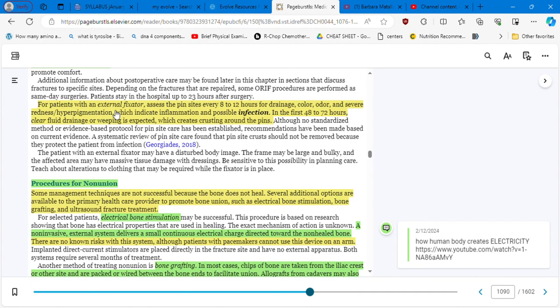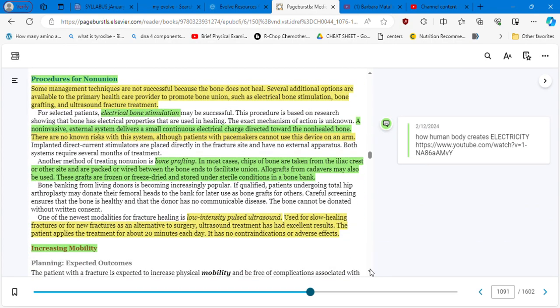For patients with an external fixator, assess the pin site every 8 to 12 hours for drainage, color, odor, or severe redness, hyperpigmentation, which indicate inflammation and possible infection. In the first 48 to 72 hours, clear fluid drainage or weeping is expected, which creates crusting around the pins. Okay, and you need to be comfortable with that presentation if you are working in a rehab unit or post-surgery.